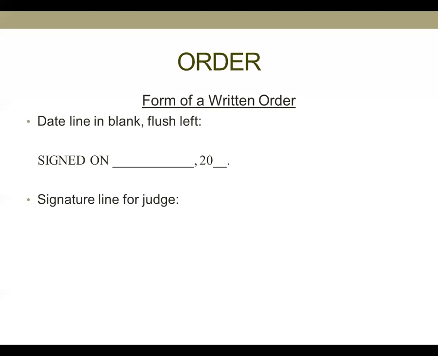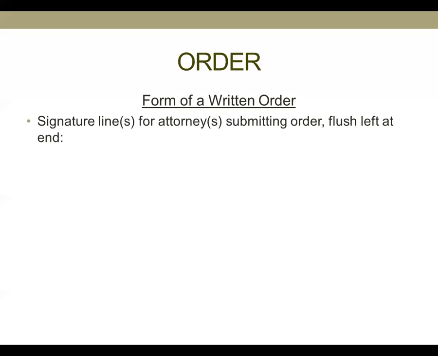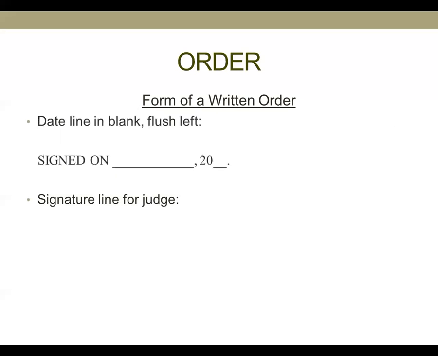And then below that, you need a signature line for the judge to sign. Now, in federal district courts, the traditional way to do that is to have a line for the judge to sign. It's normally centered on the page, and then directly underneath it, in all capital letters, U.S. District Judge. And then the judge will just sign on the line.